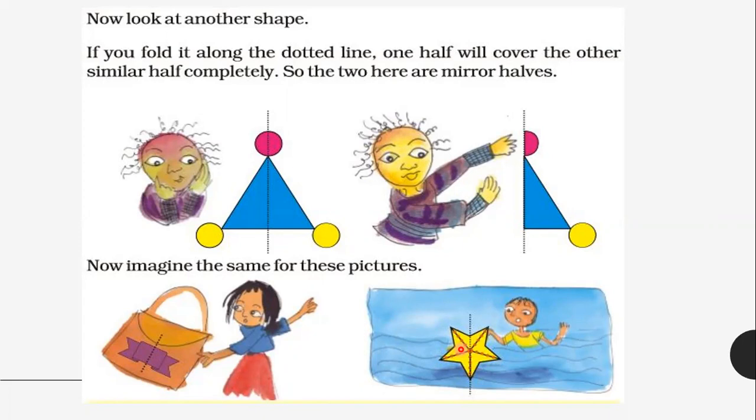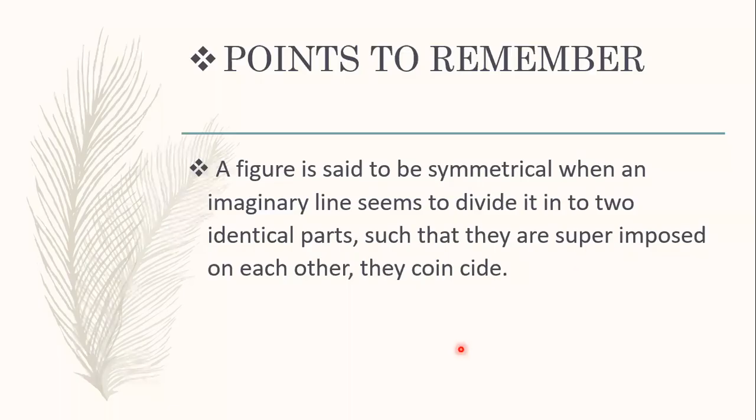This is only what today I am going to explain. The summary of what we have learned is shown here. See, a figure is said to be symmetrical when an imaginary line seems to divide it into two identical parts such that they are superimposed on each other. Superimposed means they exactly cover each other and they coincide.